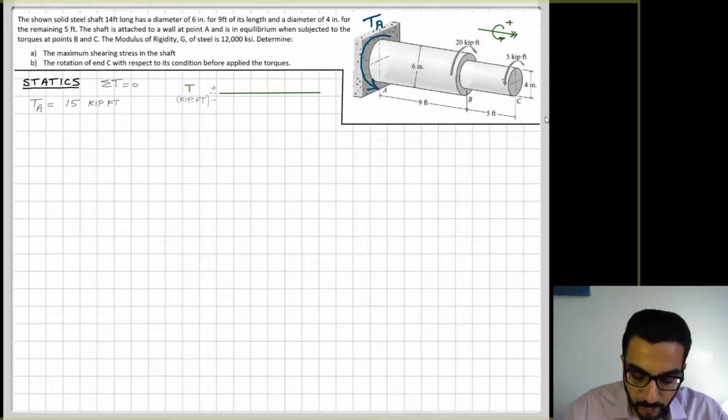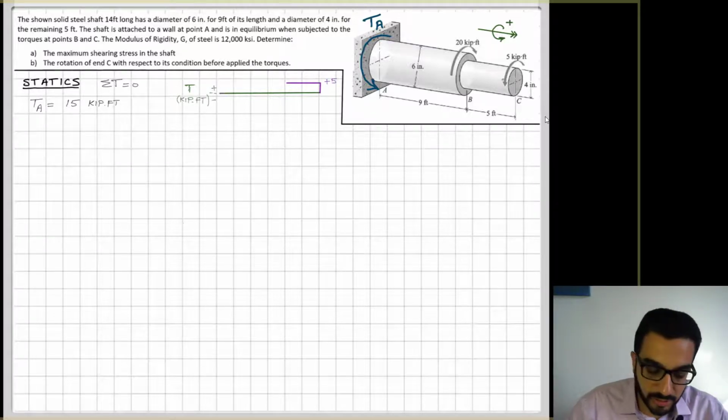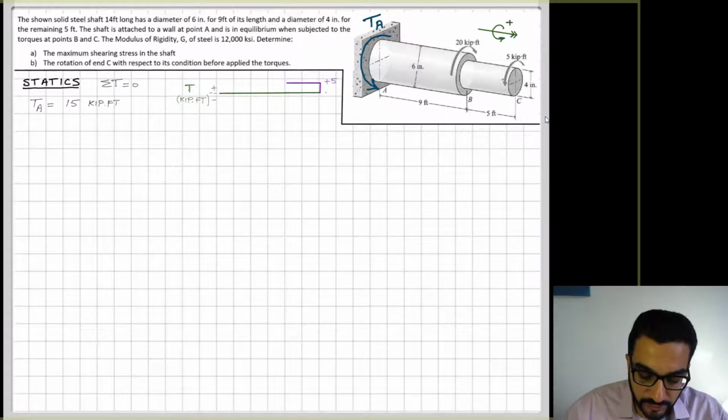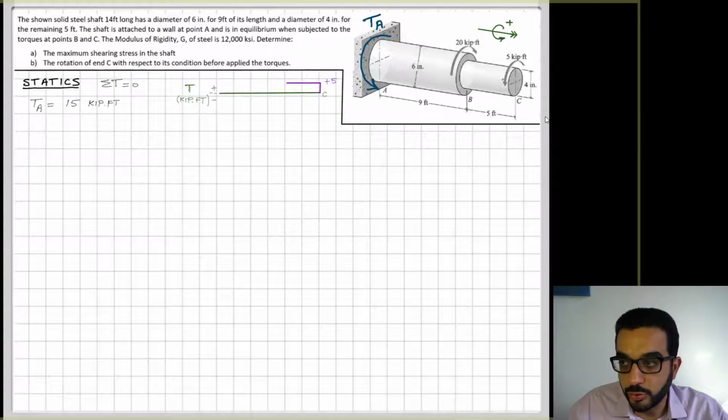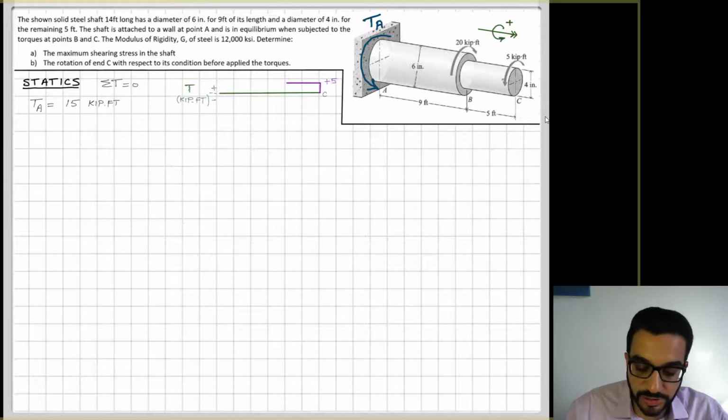So if I start from point C, I will hit 5 kip-foot, and that will be in the positive direction. This internal torque will be the same because there are no loads between B and C. Then when I hit B, I will hit 20 kip-foot, which is going in the negative direction. That will cause a drop of 20, which means from 5, I'll be at negative 15. So that's at point B.